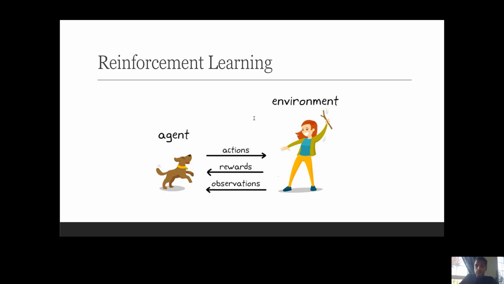First, the trainer will make a command which the dog will observe, and then the dog responds by taking action. If the action is close to the desired behavior, the trainer will likely provide a reward, which could be a treat, for example.